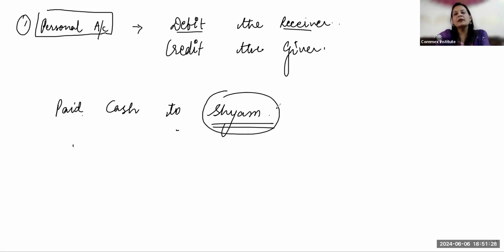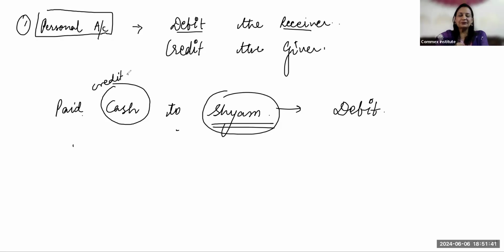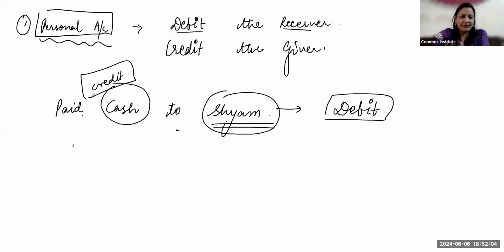So what do we have to do with Shyam? We have to debit Shyam. Then the other aspect of the transaction, cash, we have to credit. So in this, see, even if you understand one aspect of the transaction, the other aspect would be opposite. So here we have learned for the personal account that we have paid cash to Shyam, so Shyam will be debited, and we also understood the other aspect would be credited in that case.